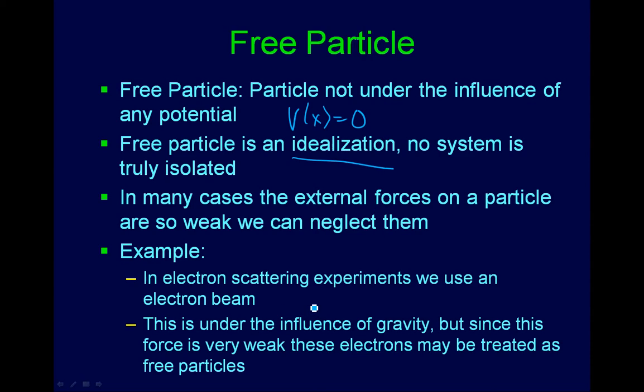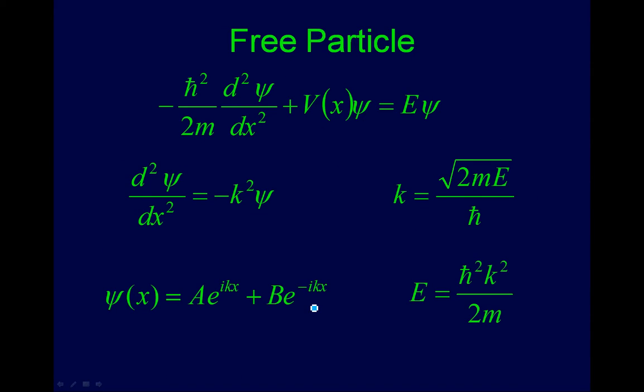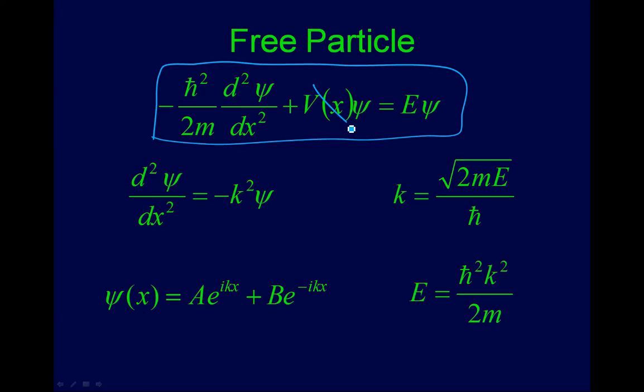We use an electron beam, a beam of electrons. This is technically under the influence of gravity, but since this force is pretty weak, these electrons may be treated as free particles. So where do we start with this? Well, we start by taking our time-independent Schrodinger equation, and we're going to cross out this term because the potential is 0, which gives us the same equation we had inside the infinite square well.